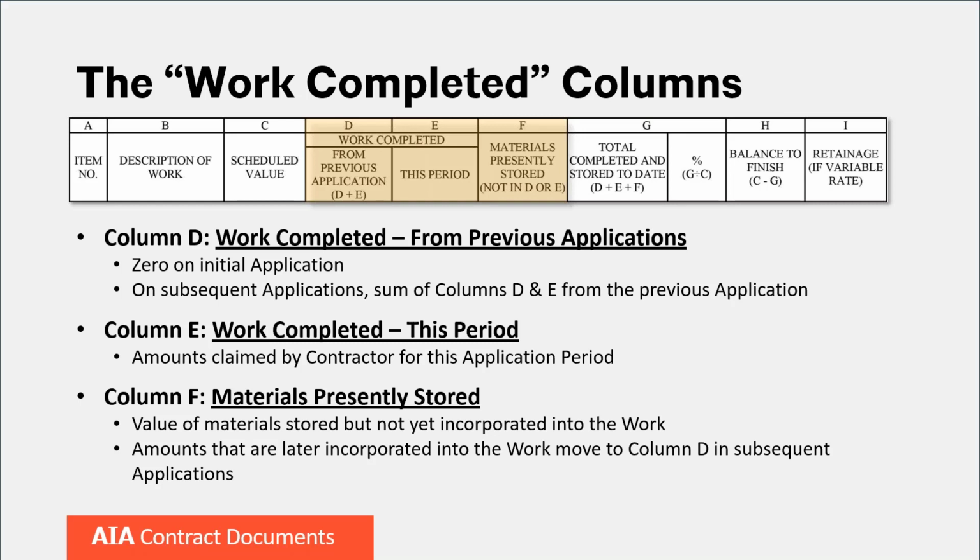This movement of funds is commonly misunderstood, with amounts oftentimes moved into subsequent applications to column E, work completed this period, rather than column D, as the stored materials are already paid for by the owner and included in a previous application. In order to avoid a mathematical error when transferring the information to the G702 application, once such materials are incorporated into the work, the value is to be added to column D, work completed from previous applications.